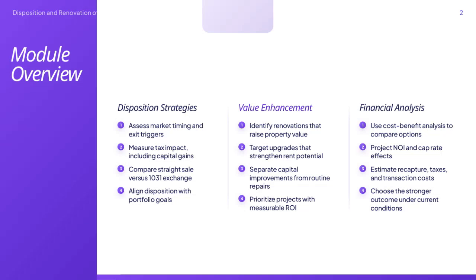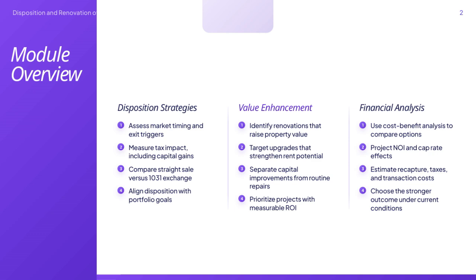This module covers three key areas essential to the disposition and renovation of income properties. First, disposition strategies. It's important to assess market timing carefully and set clear exit triggers so we know the optimal moment to sell. We also need to consider the tax impact, including capital gains taxes, to understand how they affect our net return. Comparing a straightforward sale versus a 1031 exchange is crucial, as a 1031 exchange can defer taxes, but might not always be the best choice depending on your portfolio goals. Aligning the disposition strategy with your long-term investment objectives ensures everything moves cohesively.